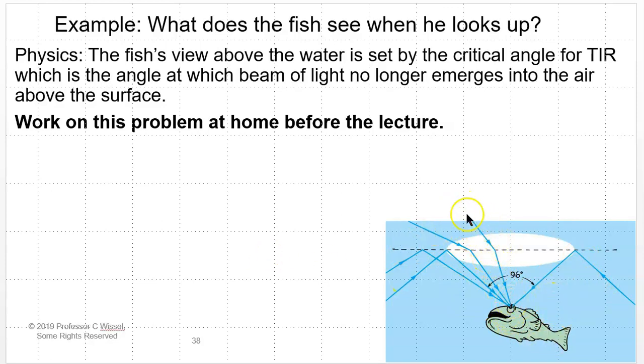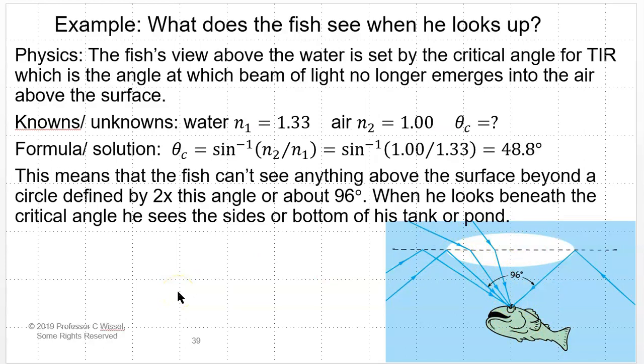So you can just pretend it goes this way. Okay, so the physics of this is the knowns and unknowns. So we can look up water. N1 is 1.33. Air N2 is 1. Remember, you're in the higher index of refraction, or else it's not going to occur. So this has to be greater than that, and we need theta C.